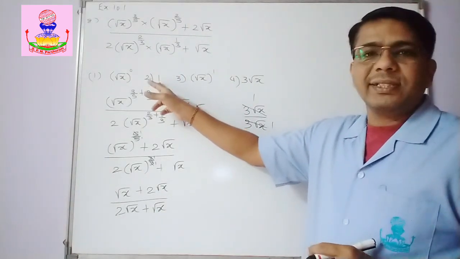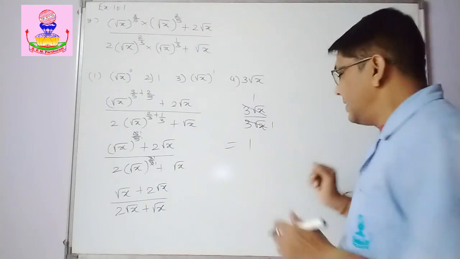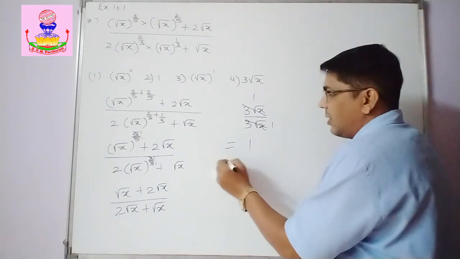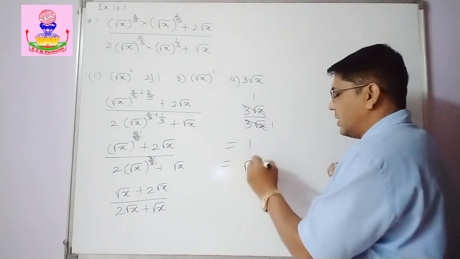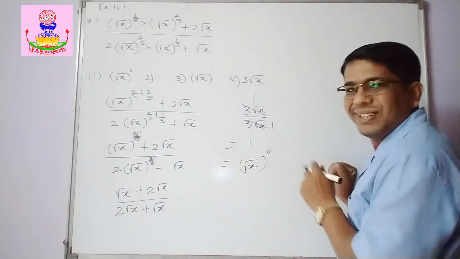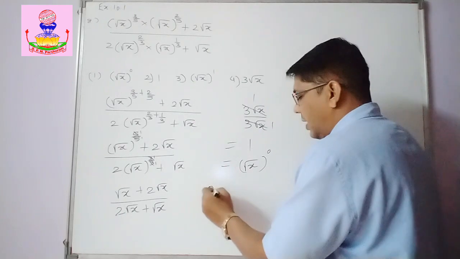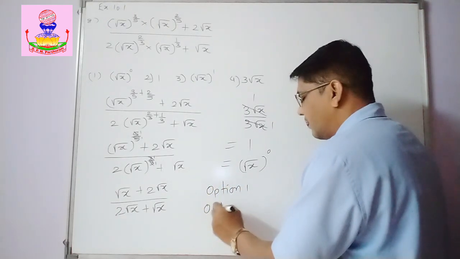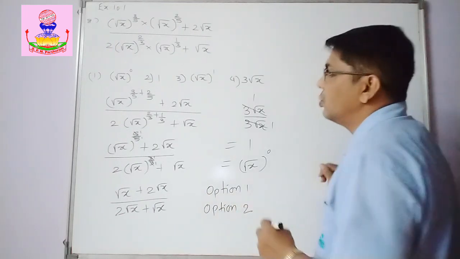So this is one, the second option. But one more is there. We know that anything raised to 0 is equivalent to 1, so this I can also write as square root of x raised to 0. So option 1 and option 2 are the two right answers.